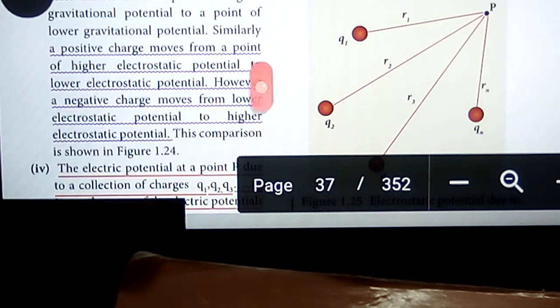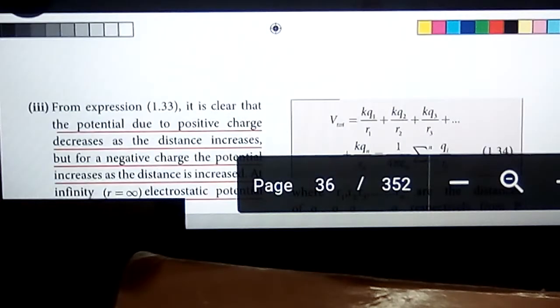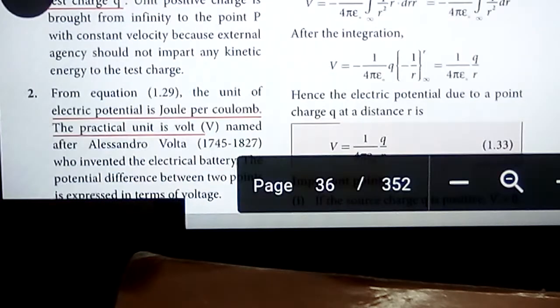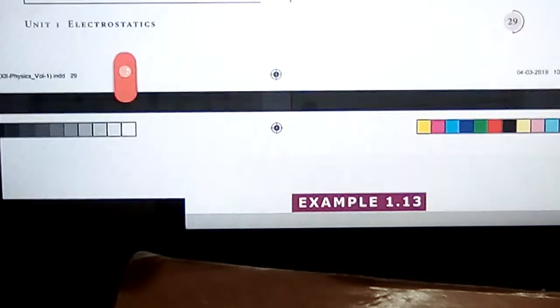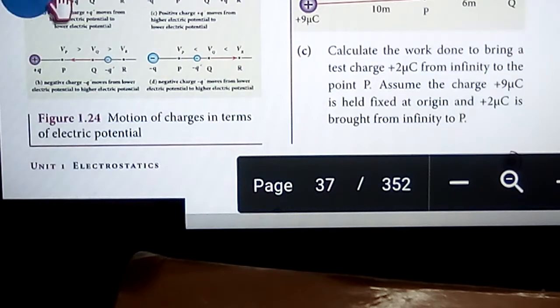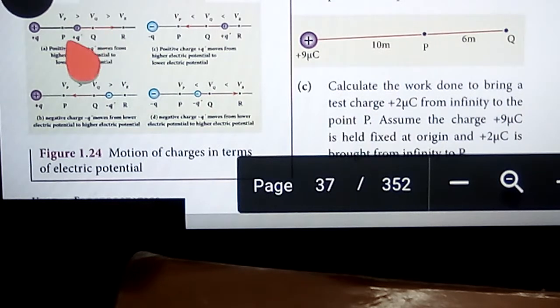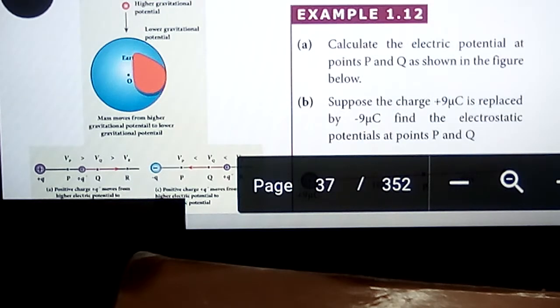So this is shown in the diagram, that is in figure 1.24, here. You see in this diagram, the charges moving from higher potential to lower potential, and this is the comparison with the gravitational field. So in the case of this diagram, the positive charges will be moving from higher potential to lower potential, and here the negative charge will move from lower potential to higher potential. Whereas in the case of a gravitational field, the masses will move from higher gravitational potential to lower gravitational potential.